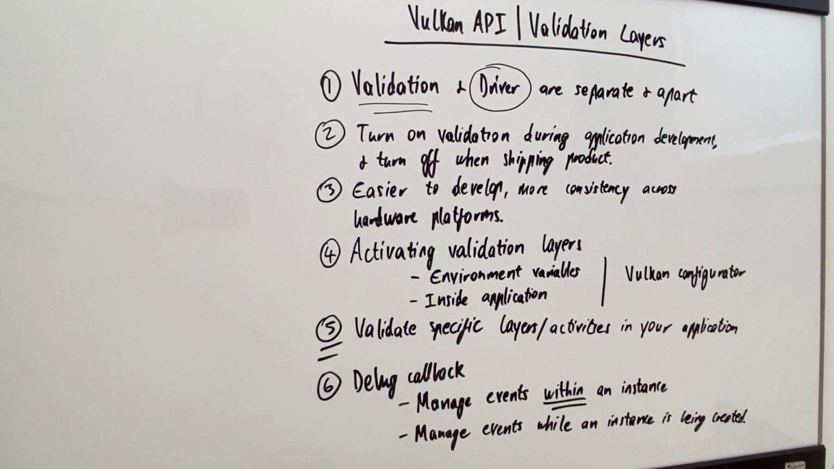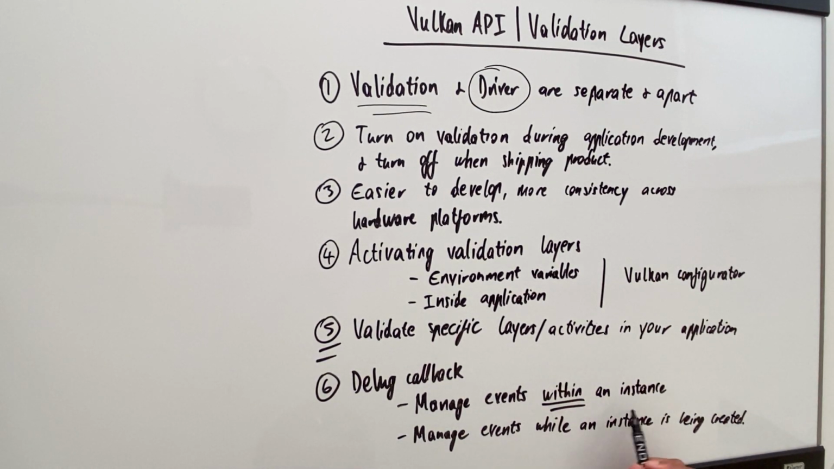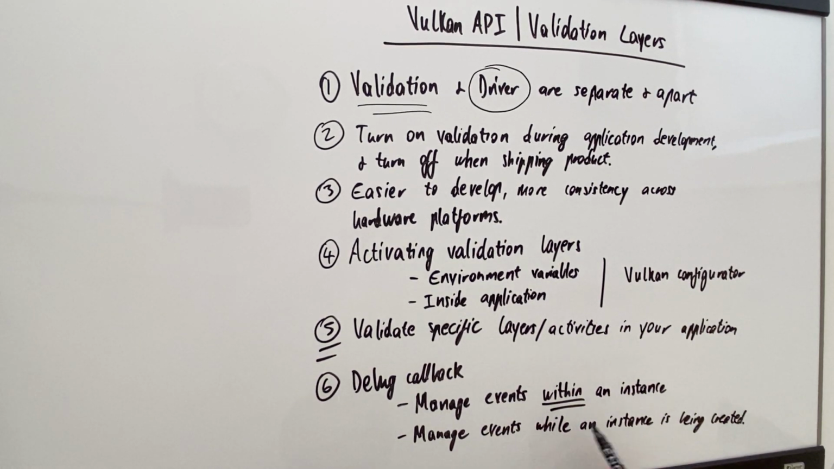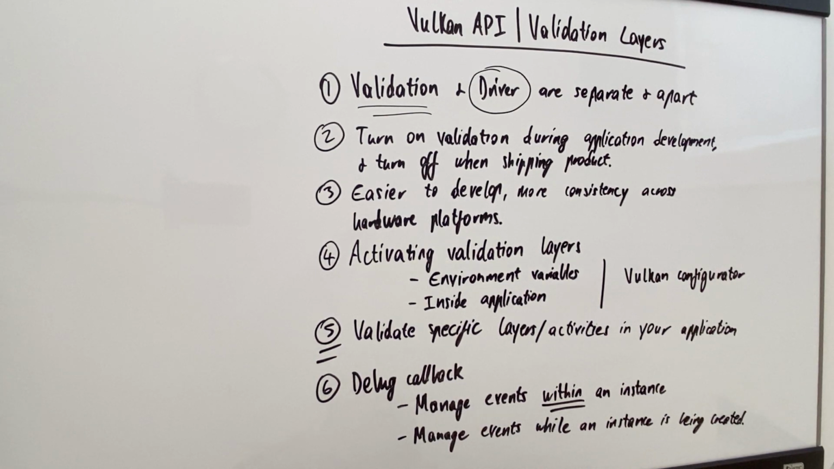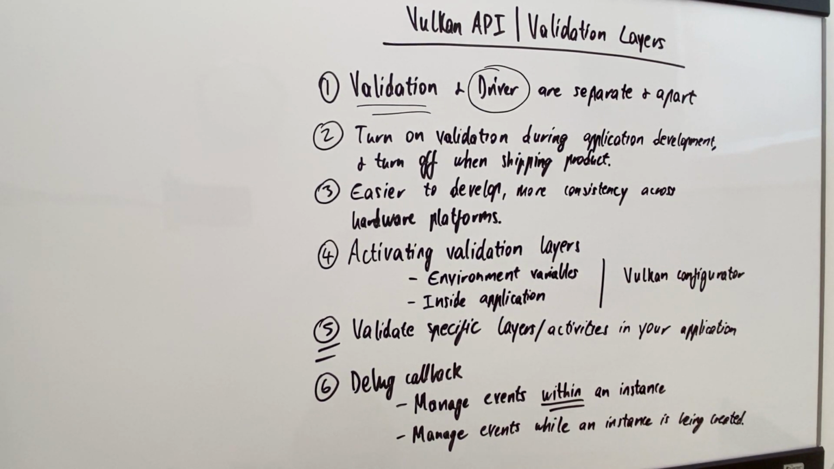So basically, within the Vulkan framework, you could have many different instances, which are basically many different applications that do completely separate things, completely separate computer graphics applications. So you could manage events within an instance, and you could manage events while an instance is being created. Now, obviously, you might think that not only do you want to manage stuff while your application is running within an instance, but you also want to manage the actual creation of the instance itself, which is to manage events while an instance is being created.